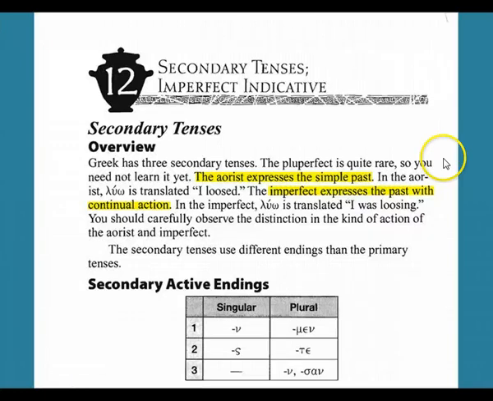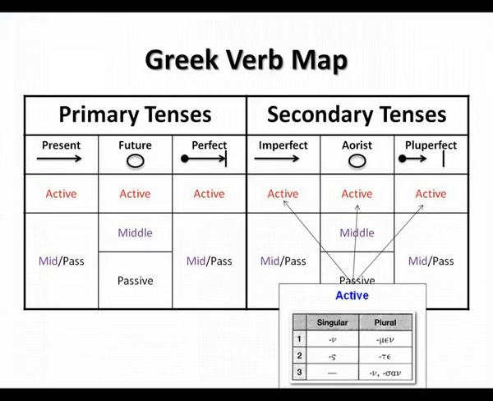Here in the middle of page 47, you see the secondary active endings. We've learned the primary active endings were o, is, e, omen, ete, usi. Now, secondary verbs have secondary active endings, and here they are. Nu is the first person singular. Sigma is the second person singular. There is no third person ending in the third singular, so that's what the blank is for. Men is the first plural, te the second plural, and nu or san, depending on which tense we're talking about, is the third person plural ending.